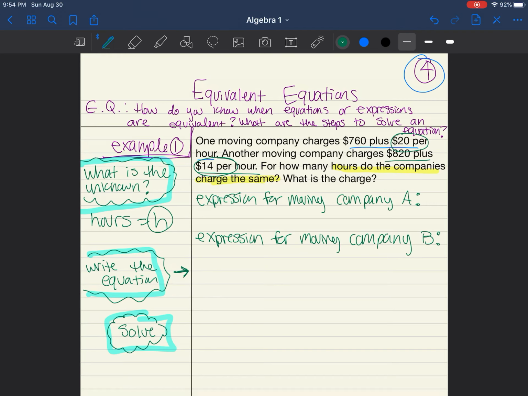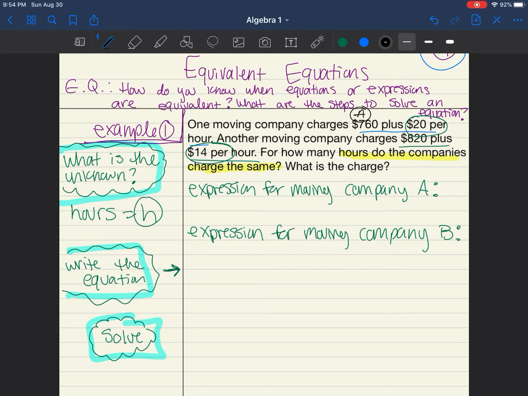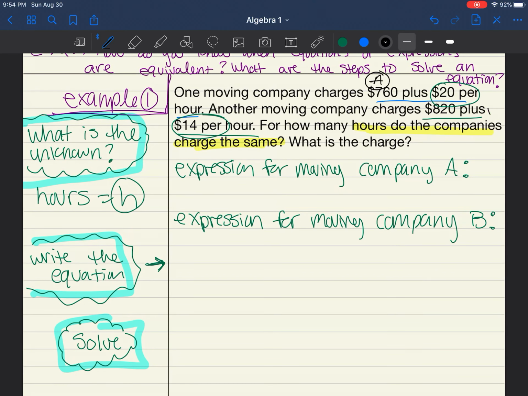So then we're going to go into writing an expression for the first moving company that I'm going to call moving company A, and then the next moving company, which I'm going to call moving company B. So for moving company A, it's $760 plus $20 per hour. Remember, when you hear those words, per or each, it usually means multiplication, so per hour. So 20H. An expression for moving company B, $820 plus $14 per hour.